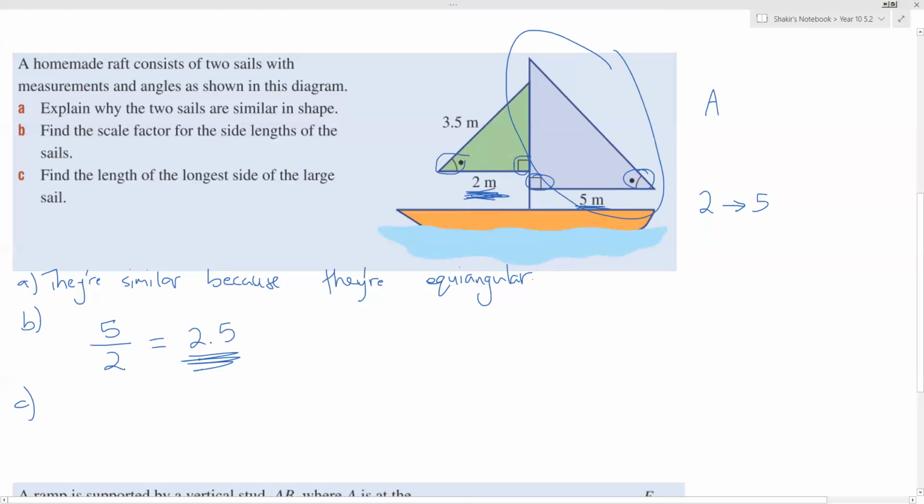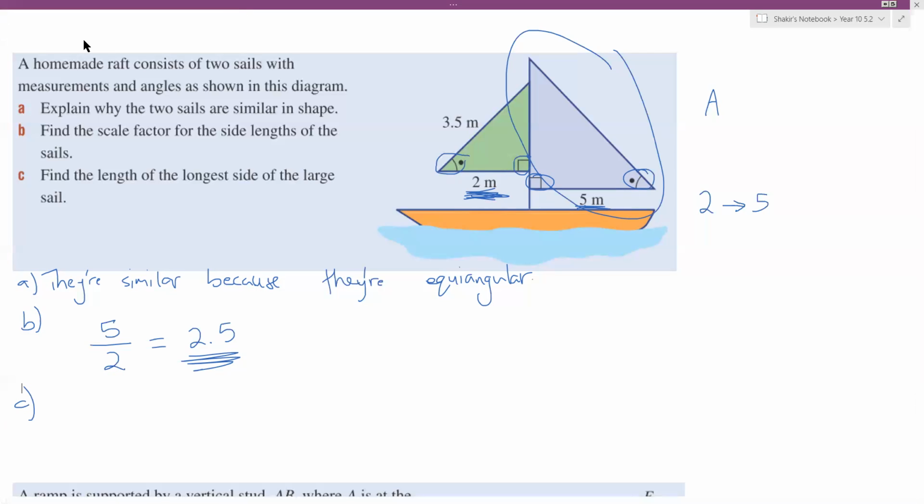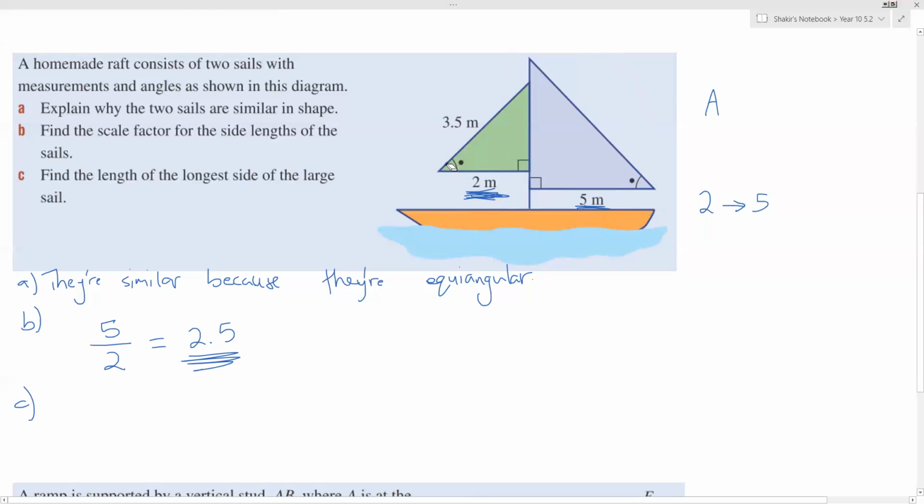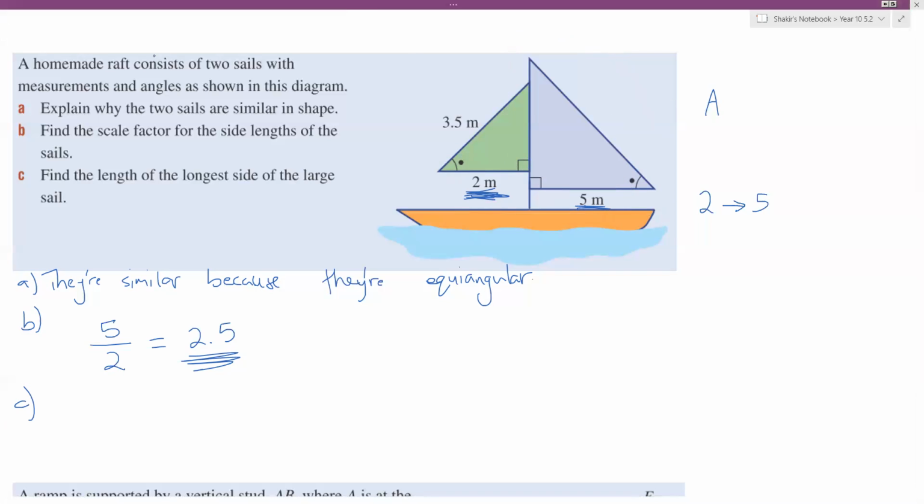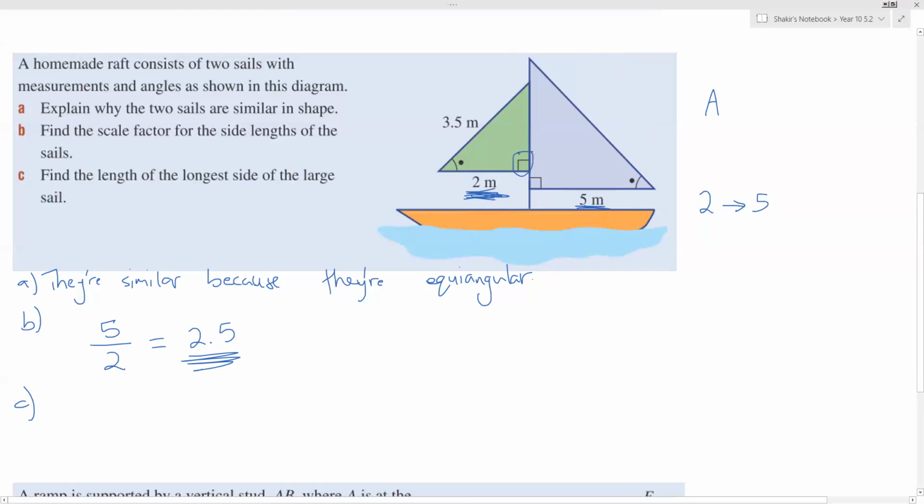So now we're doing part C, and we're going to use that scale factor, the 2.5. Find the length of the longest side of the large sail. Now, the longest side of the large sail is going to be opposite the biggest angle. And because we have a 90-degree angle, we know that the biggest side is going to be opposite the right angle, the hypotenuse. So we're trying to find this side here. And the corresponding side is obviously 3.5. So x over 3.5 is going to equal 5/2.